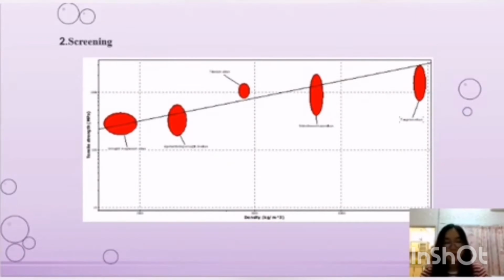By using CES software, we plot a graph, tensile strength versus density. The graph shows the top 5 materials with higher performance index, which are rod magnesium alloy, age hardening rod aluminum alloy, titanium alloy, nickel-based superalloy, and tungsten alloy.